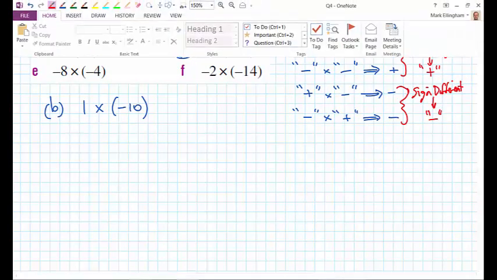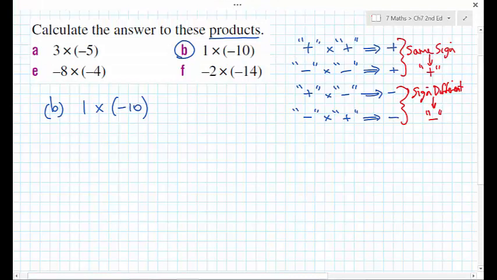So all I need to simply do here is think, well, technically I have a positive times a negative, which will give me a negative answer. And then I just go 1 times 10, which will give me 10. So I break it down: I determine the sign first, then I determine the numbers afterwards.